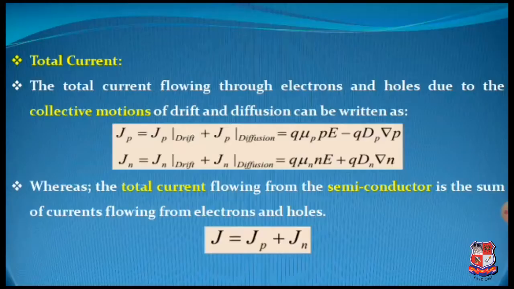So this was all about the drift and diffusion current mechanisms, and this question can be asked for 4 marks in your GTU examination.